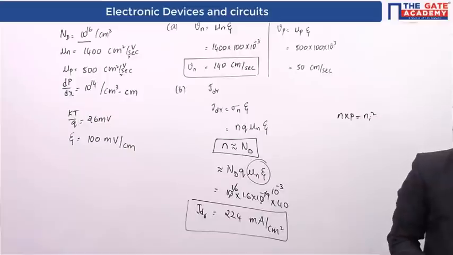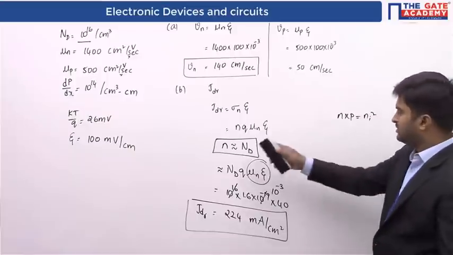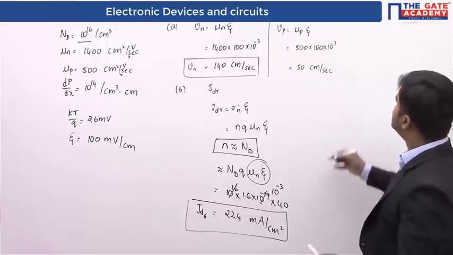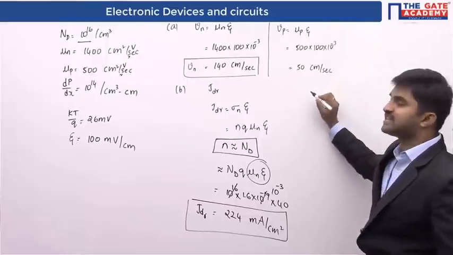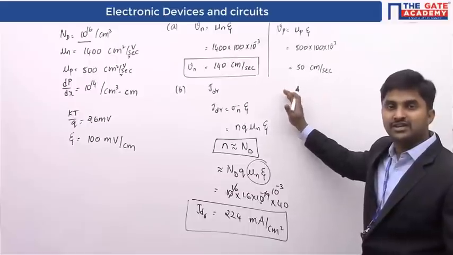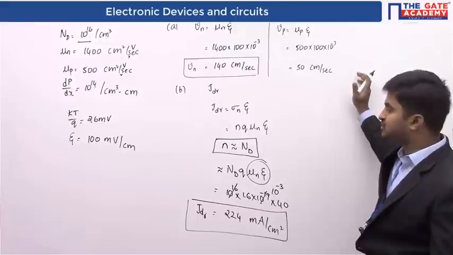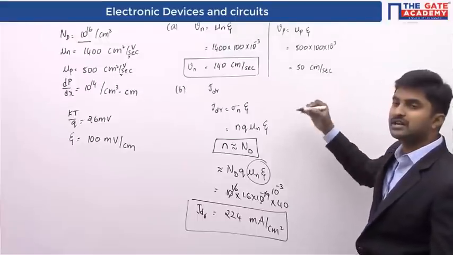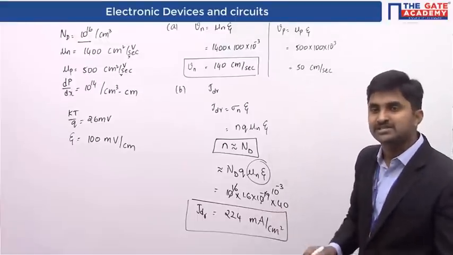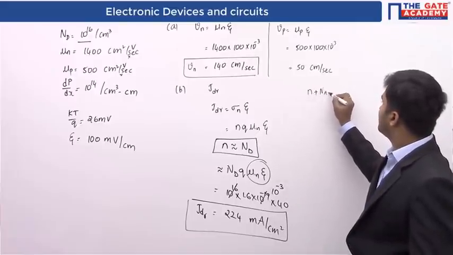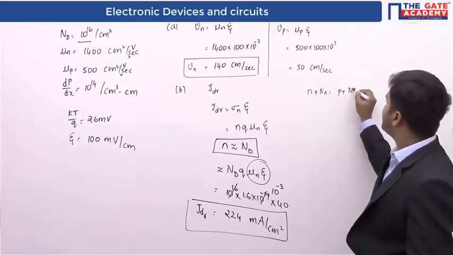There is one more approach to find out the value of the electrons, which is nothing but the charge neutrality condition. What does the charge neutrality say? The number of positive charges should be equal to the number of negative charges, or the concentration of positive charge is equal to the concentration of negative charge. If I consider two types of dopings, then the total negative charge is going to be n plus Na, which is equal to p plus Nd.